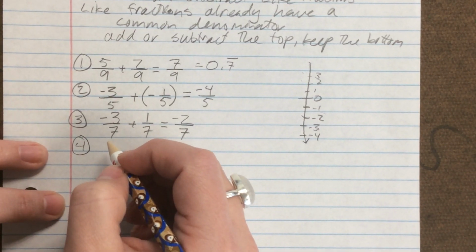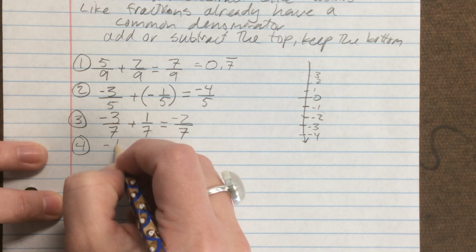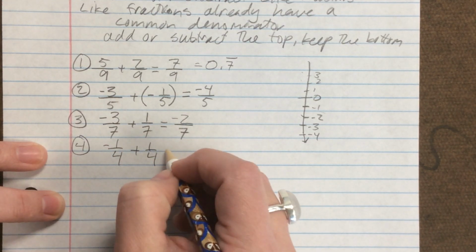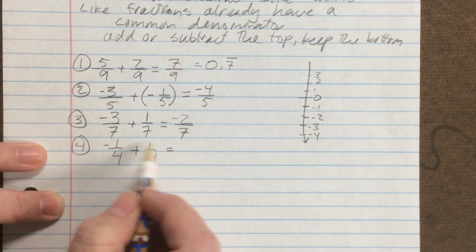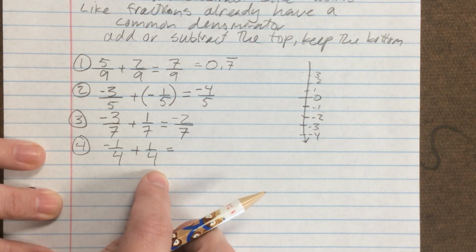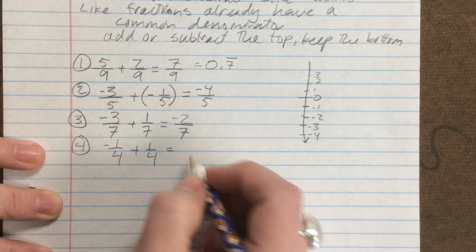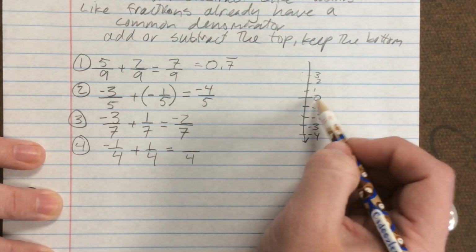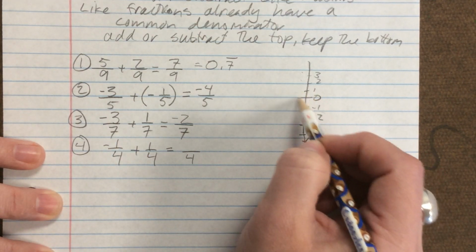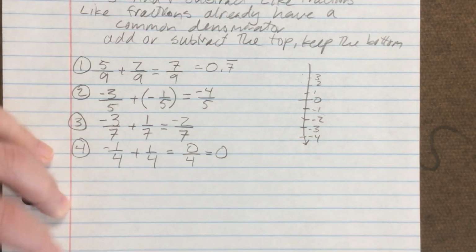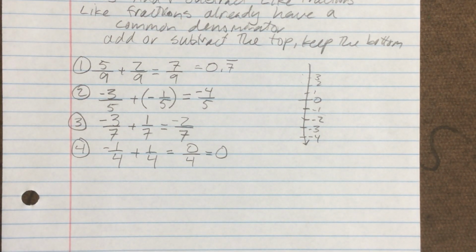Alrighty, number 4. Ooh, this one's going to be tricky. Ready for it? -1/4 plus 1/4. What are these? These are additive inverses or opposites. And do you remember what happens when we add those together? It's still going to be over 4, but -1 plus 1, if we're at -1 and we go up 1, look at that, we are at 0, which is really 0. You don't even have to write that one as a fraction.